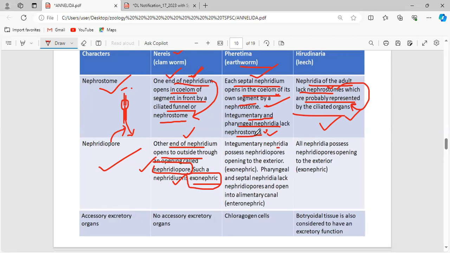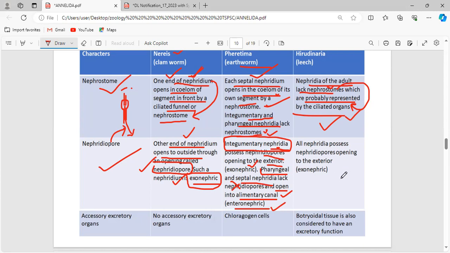But in the case of clamworm, integument, while in the case of earthworm, the integumentary nephridia possess nephridiophores opening to the exterior. In the case of pharyngeal and septal nephridia, they lack such a structure called the nephridiophore and open into the alimentary canal. So all the excretory waste will be released into the alimentary canal itself. This is called enteronephric. Clear? Now, this is with respect to the earthworm.